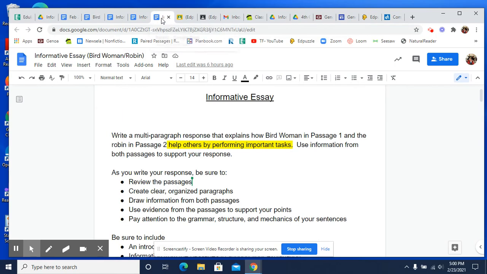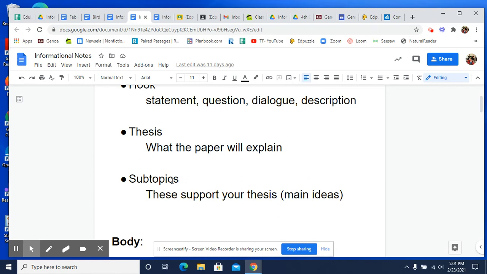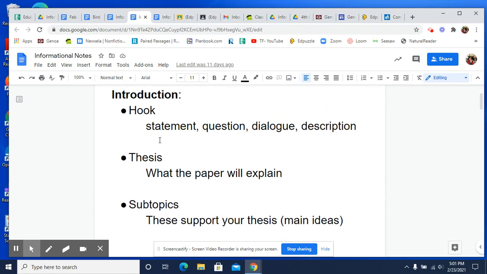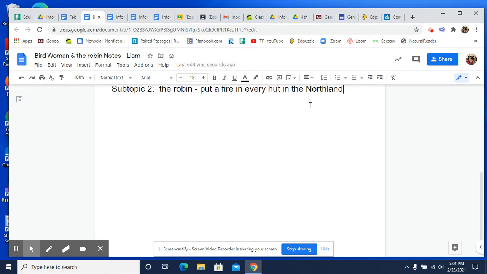So when you are doing your introduction, you're going to start with your hook, which we haven't started talking about. That will be in the video for tomorrow. Then you write your thesis. You already have that written. And then you list your subtopics. So when you list your subtopics, you can just say that both characters did this by putting fire in the trees and by putting a fire in every hut in the Northland. Okay. So you just list them. And that's your introduction. So we have taken notes for the introduction.